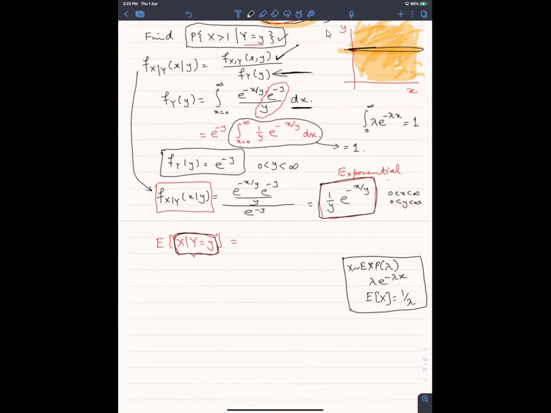So then what would be the expected value of x given y is equal to y? This would simply be equal to whatever your 1 over lambda is, and lambda is equal to 1 over y here. So this is 1 over y, which is y. Okay, so the expected value of x given y is equal to y would be equal to y. Similarly, the expected value of x given y is equal to 3 would be equal to 3. Expected value of x given y is equal to 7 would be equal to 7.